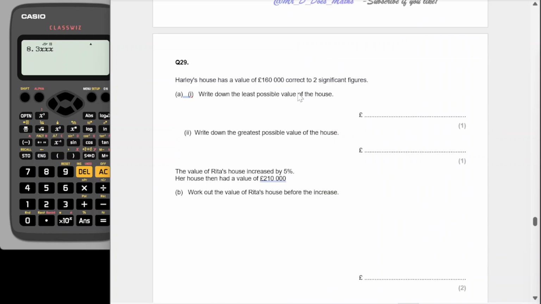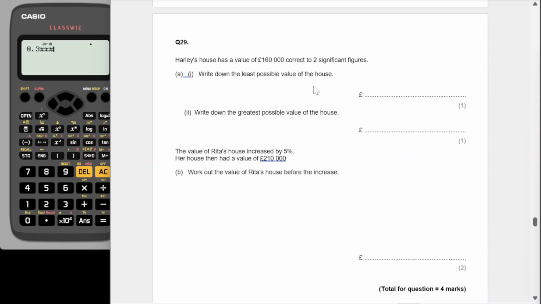Question 29. Harley's house has a value of 160,000, correct to two significant figures. Write down the least possible value of her house. So it's been rounded to 160,000 to two significant figures, as opposed to 150,000. So the smallest it could be would be 155,000.